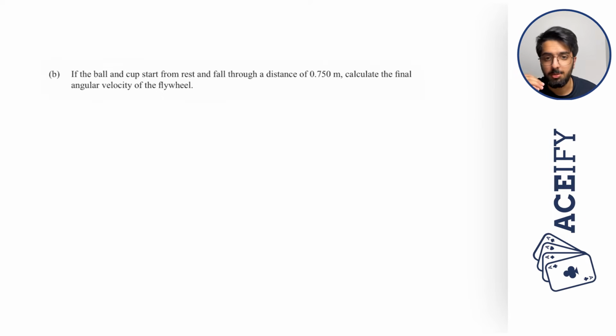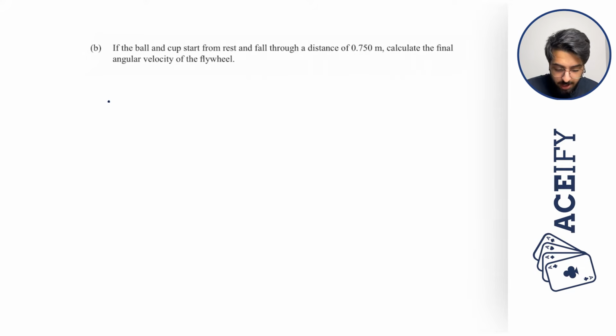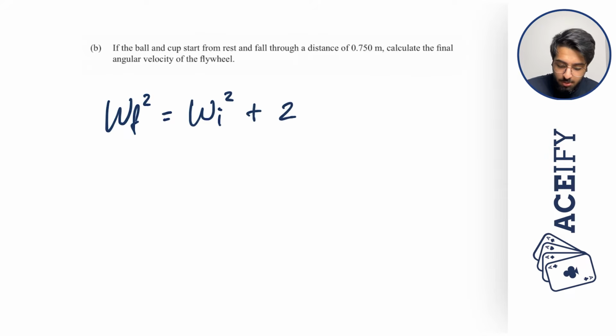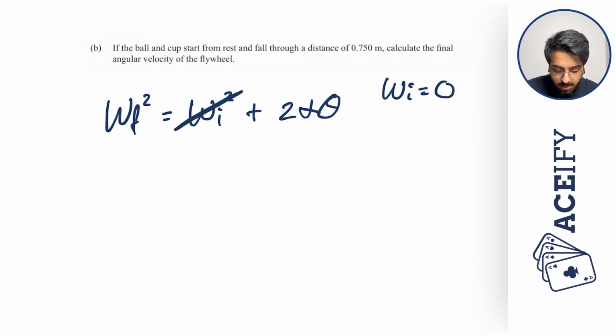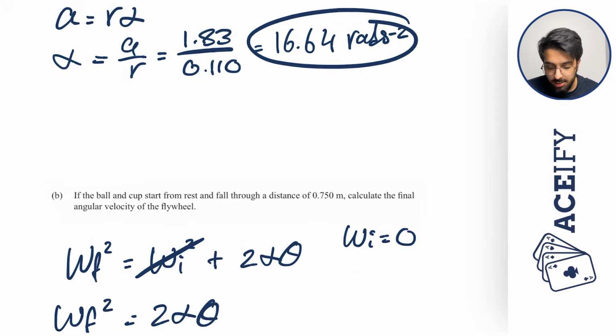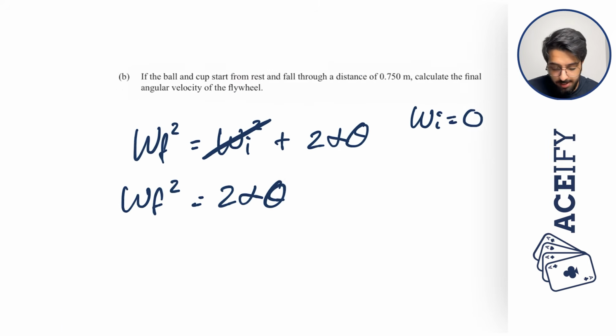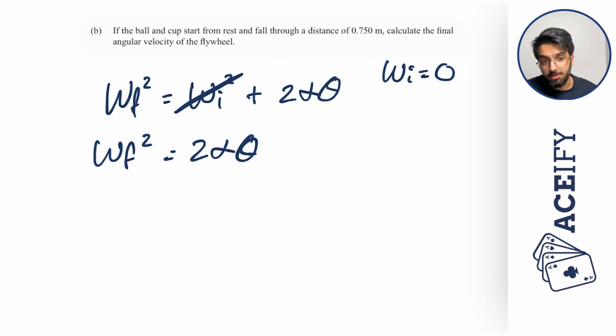If the ball and cup start from rest and fall through a distance of 0.75 meters, calculate the final angular velocity of the flywheel. So the equation that we'll be using is the final angular velocity squared is equal to the initial angular velocity squared plus 2 alpha theta. Now we are given the initial angular velocity because it says it starts at rest, so omega i is equal to 0, and we can just cancel that out. And we can say omega f squared is equal to 2 alpha theta. We just calculated the angular acceleration up here as 16.64, so we know that, and we are trying to find the final angular velocity, which is this. So the only thing that we don't know is our theta.